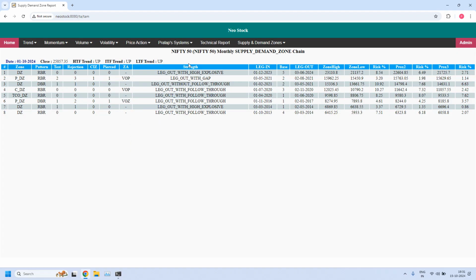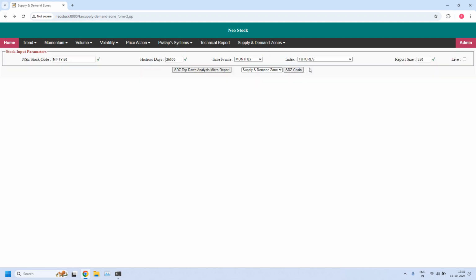And always look into the trend in LTF time frame. Whichever time frame you select, that time frame trend is LTF trend. And one time frame higher is ITF, one more time frame higher is HTF. This is the way you should understand the remaining reports. You can also easily understand all these remaining columns. Okay, now let me generate the next report.